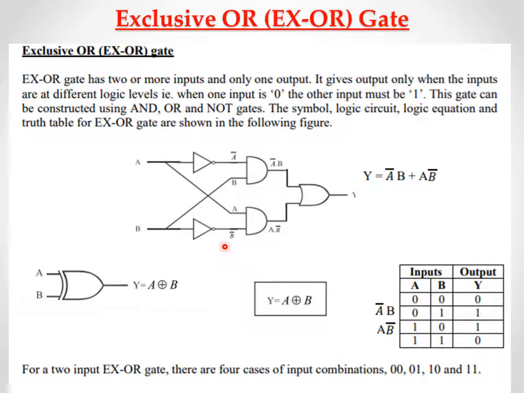Now the logic diagram representation with the help of AND, OR and NOT gates is this one. From input A and input B, the output at this NOT gate is A bar and we are getting B as well. At this place the output is A bar B and at this place the output is A B bar. From this we are getting the output Y.